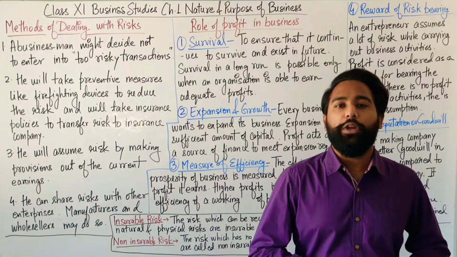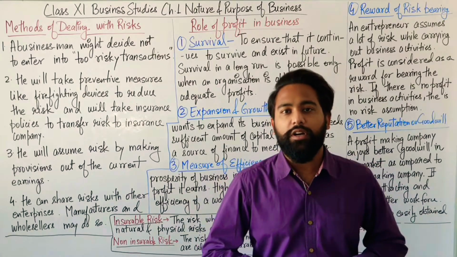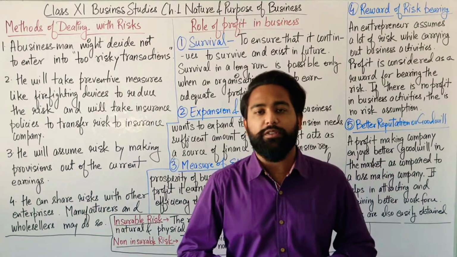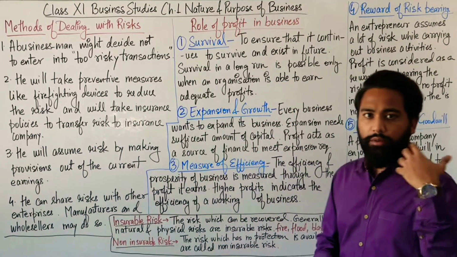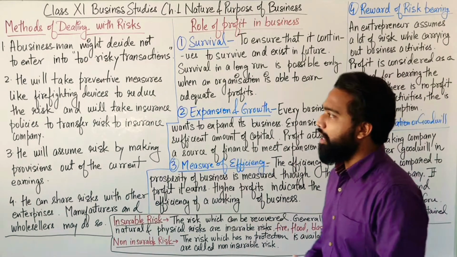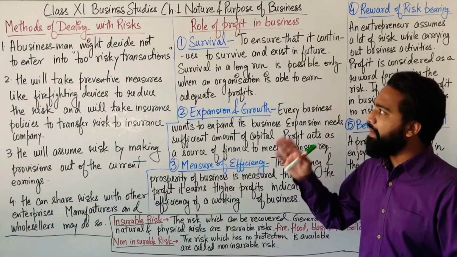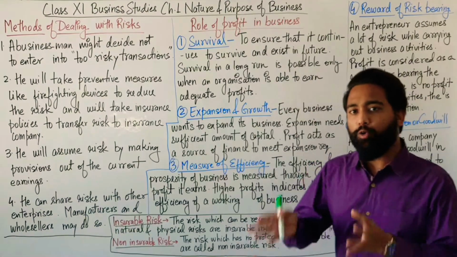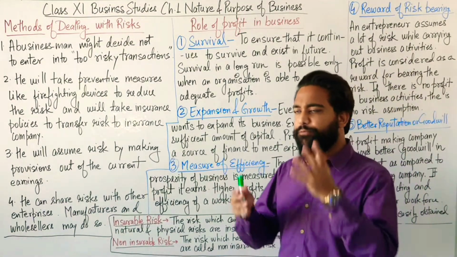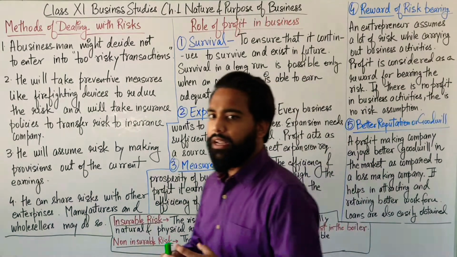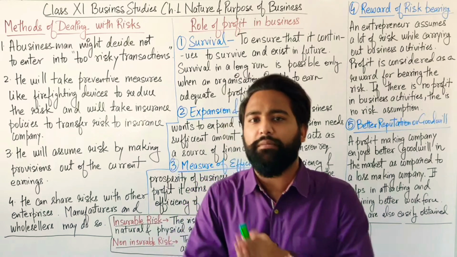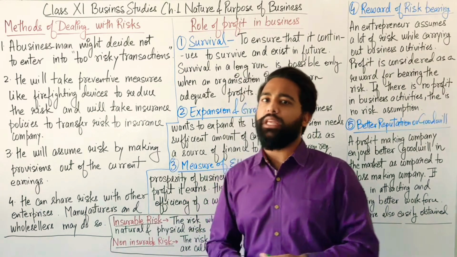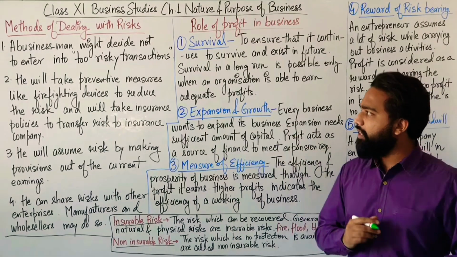Students, today we are going to continue our first chapter, which is nature and purpose of business, and we are going to continue the risk bearing by the business. Now today we are going to start with the methods of dealing with risk, how to tackle the risk, how to escape from risk. So a businessman usually performs many activities so that he can minimize or escape from the risk. Now let's start with the first point.